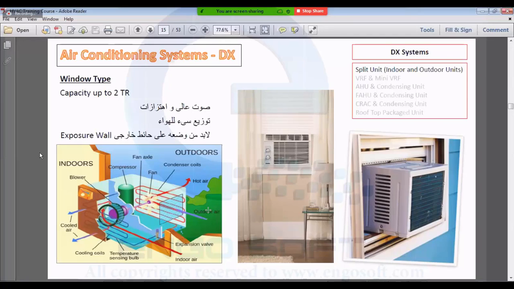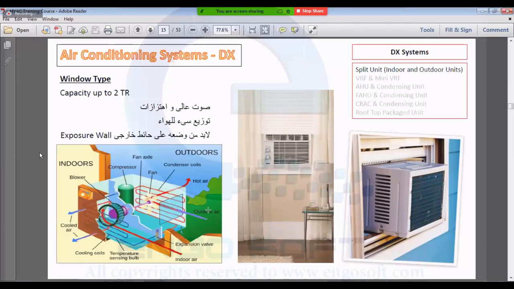Okay, so what are the advantages of this window type air conditioning system? It is simple, it is cheap, not expensive, and it can be used in many applications, right? Good. This is the advantages.